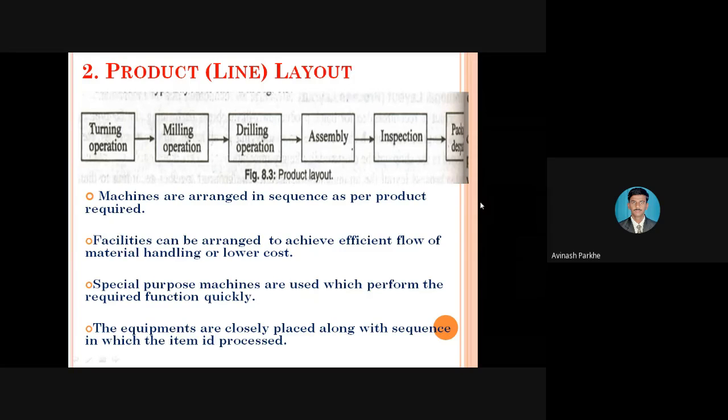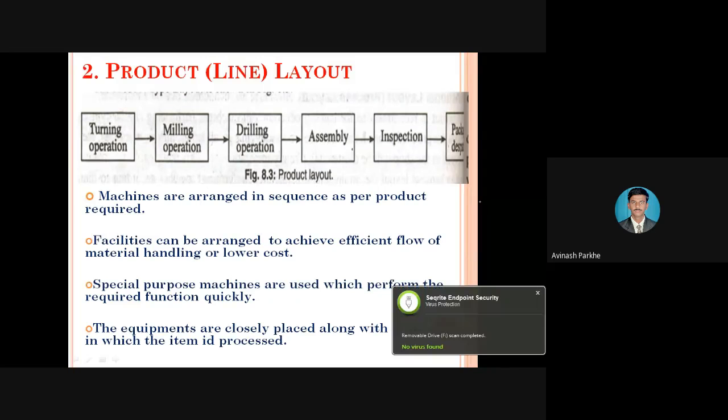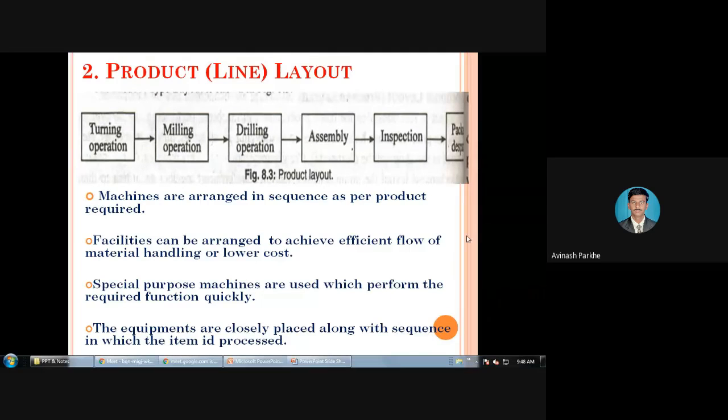In the last lecture, we started with the types of layouts. Basically, there are four types of layouts which are mostly used in industries. The first one is the process layout, the second is the product layout, then there is the fixed position layout, and the group technology layout. Out of those four layouts, the first type we discussed in the previous lecture is called the process layout, and it is also called a functional layout.